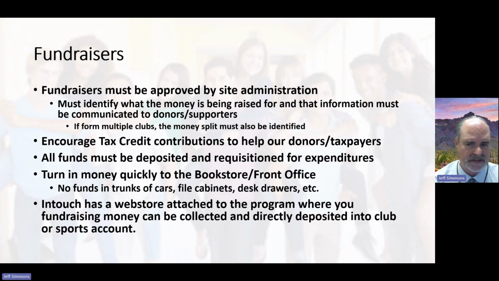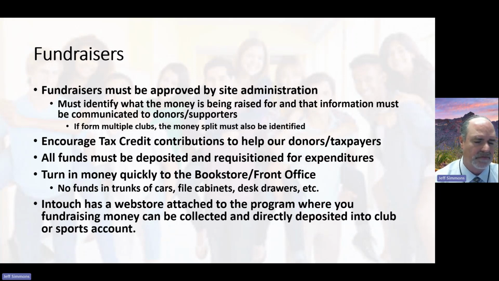All funds must be deposited and requisitioned for expenditures. So if you take in cash at some event, you can't take that cash and go directly to the store. You must deposit it and then requisition it out properly. Please turn in money and checks quickly to the bookstore or front office.